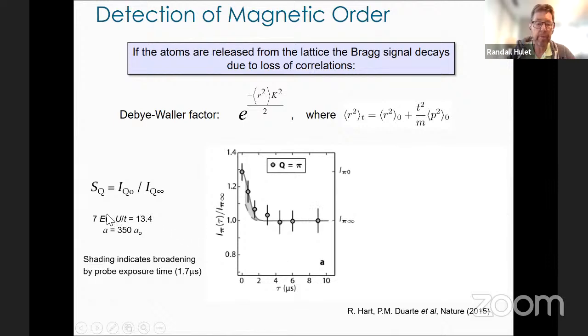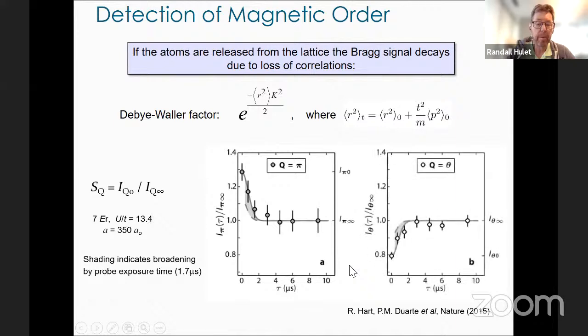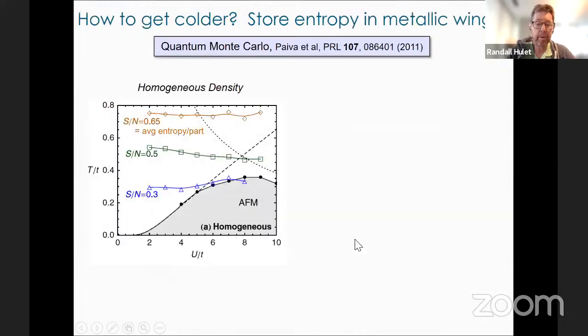Also, just to be complete on a few details, the lattice depth is about 7 recoils, which gives for this theta a U over T of about 13, which corresponds to an s-wave scattering length of about 350 Bohr. That is no problem using the Feshbach resonance in lithium-6. And this is the other direction, the theta direction, and we won't talk about that much.